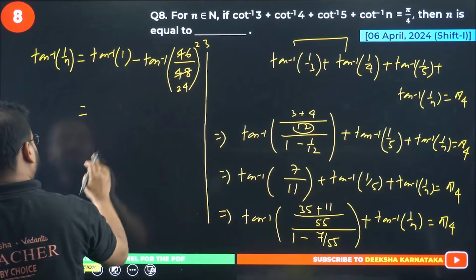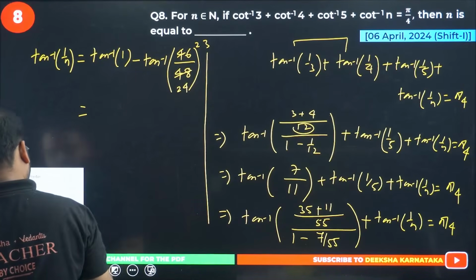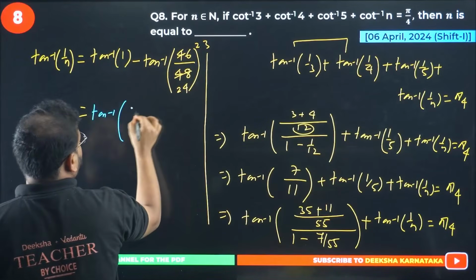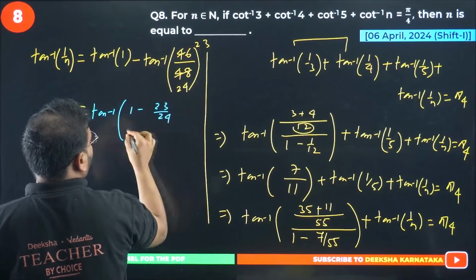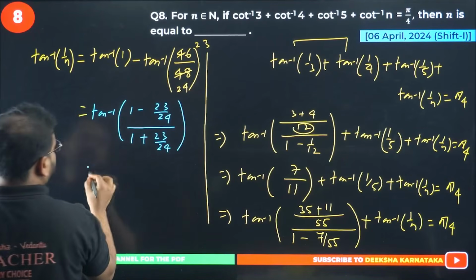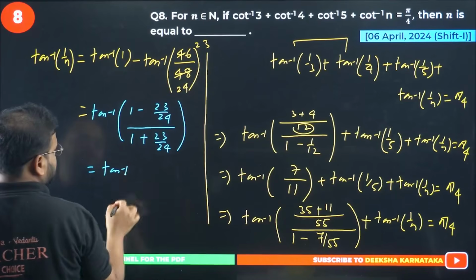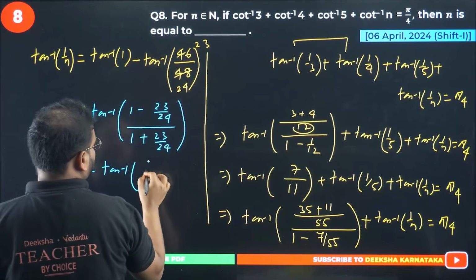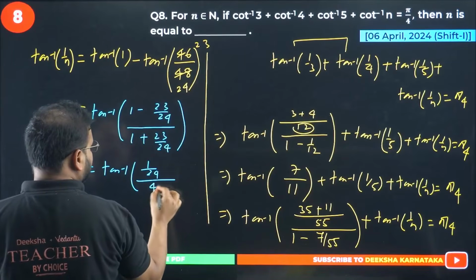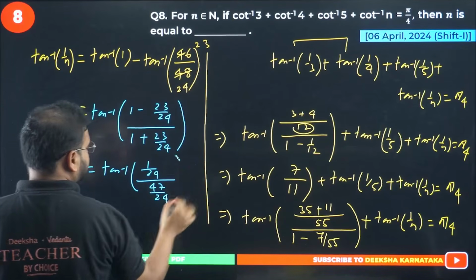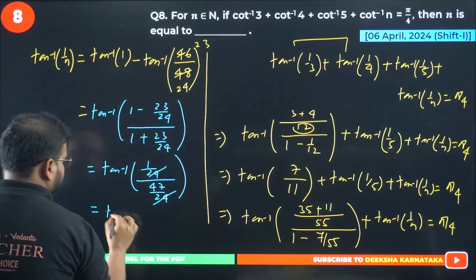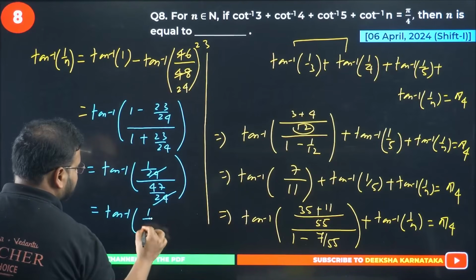I forgot to write tan inverse. Check this out. Tan inverse of 1 minus 23 by 24 upon 1 plus 23 by 24. Simplify this. I get tan inverse, 24 minus 23 is nothing but 1 by 24, divided by 24 plus 23 is 47 by 24. Cancel, cancel. I have the answer as tan inverse of 1 by 47.